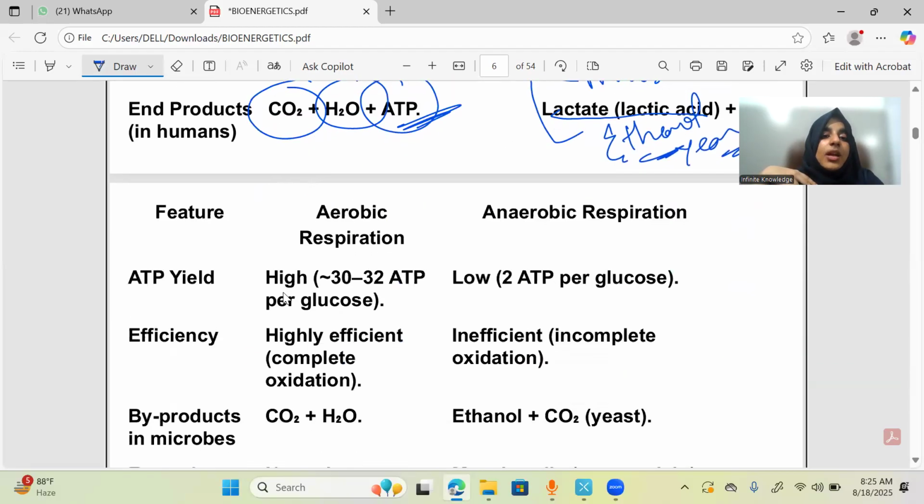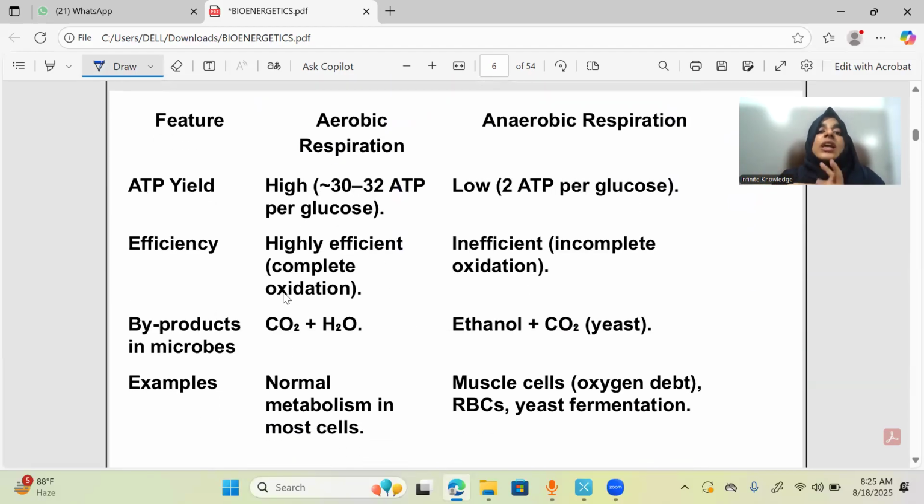All right. Now we move on to the ATP yield. Aerobic respiration, obviously, when we are giving it lots of oxygen, yields more. It produces lots of ATP, which is 30 to 32 ATP per molecule of glucose.